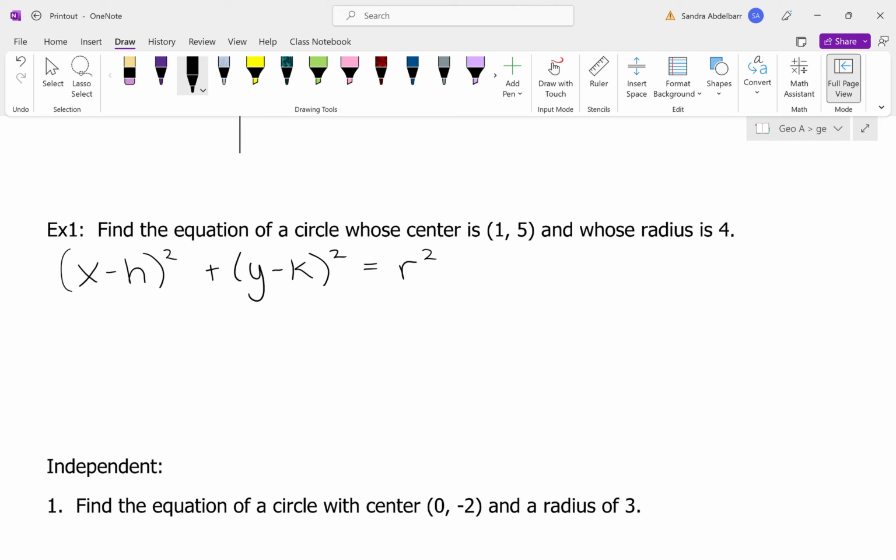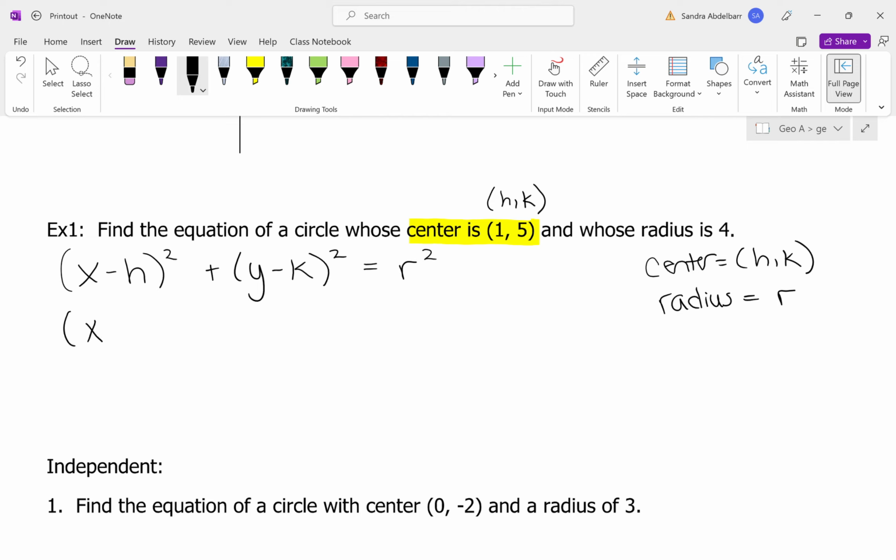Now remember, they're telling us here the center is 1, 5. So we know center is h, k and the radius is r. So that means this center point is h, k. What does that mean? h is what number? 1, and k is what number? 5. So now I'm going to go into my equation and put this in.